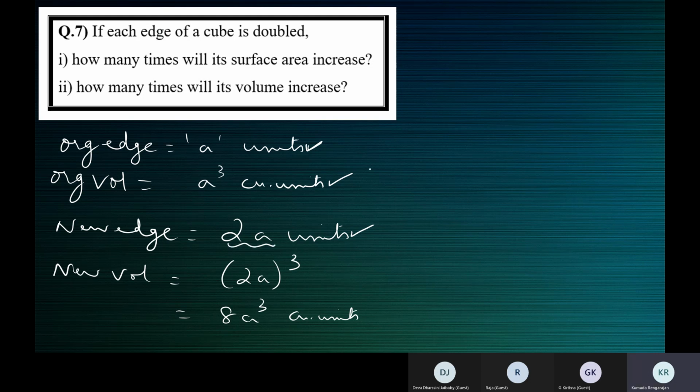So 8A cubed. See, if you write it like this, you're wrong. It's not 2A cubed, it's 2A the whole cube. Whatever is the edge should be cubed. 2A is the edge, so that entire thing should be cubed. What is the edge? 2A. So that makes it 8A cubed. Now you should not put the bracket, otherwise it will become 8A the whole cube.